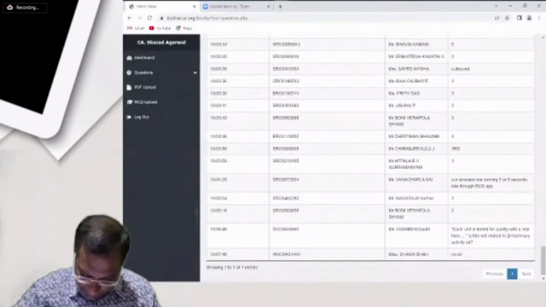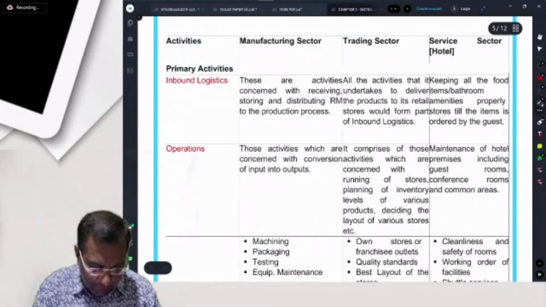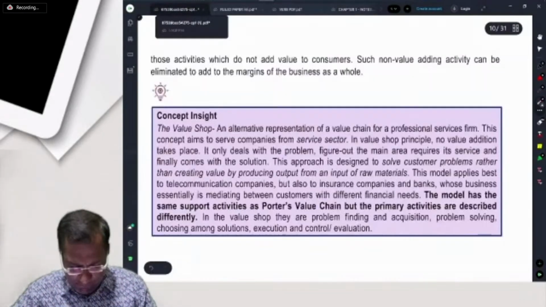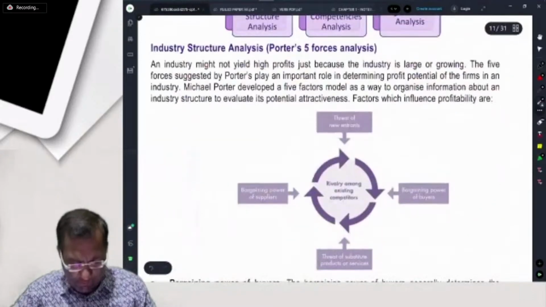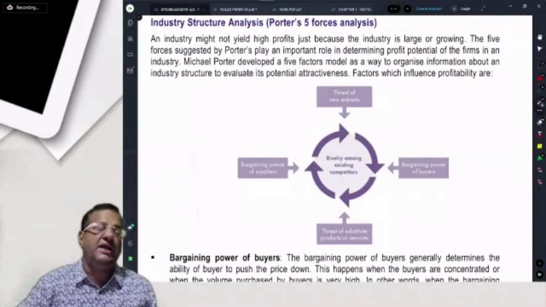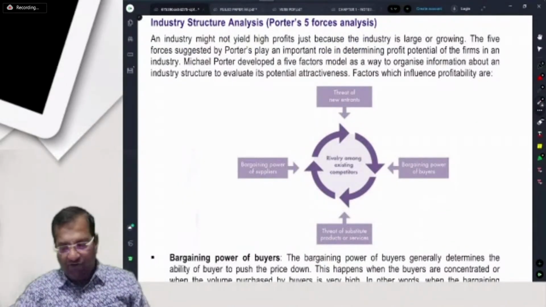Okay, चलिए अब अपन बढ़ते बेटा नेक्स्ट टॉपिक की तरफ. Give the heading industry structure analysis.